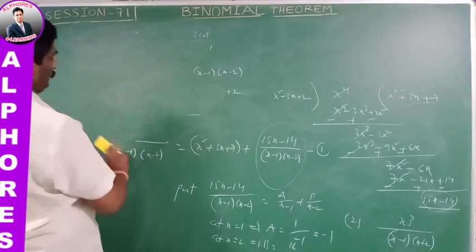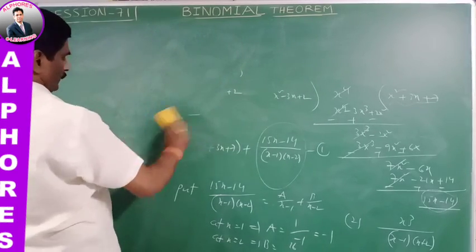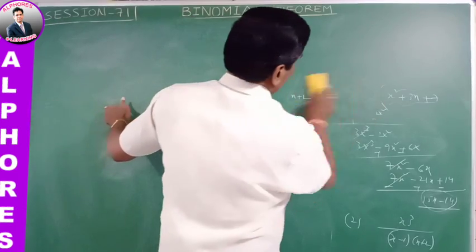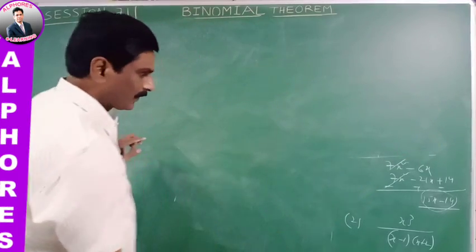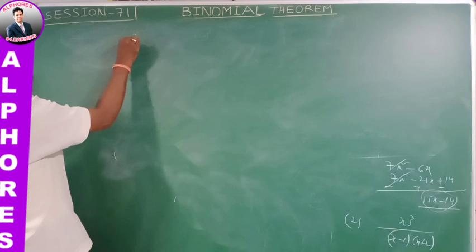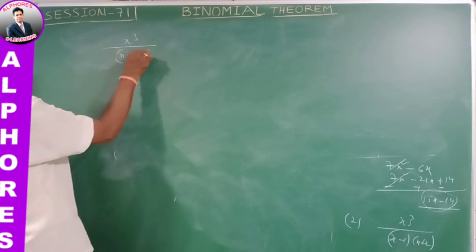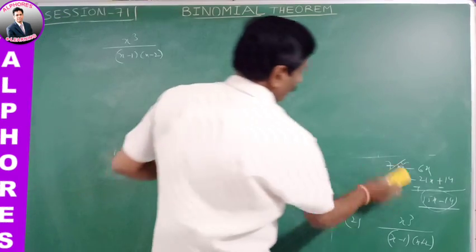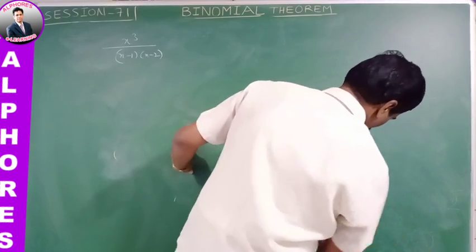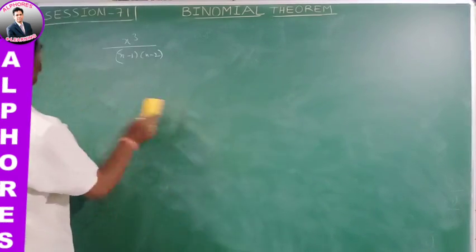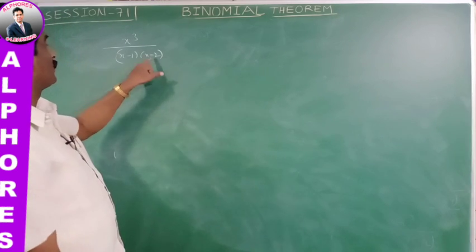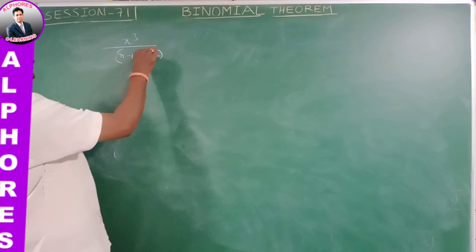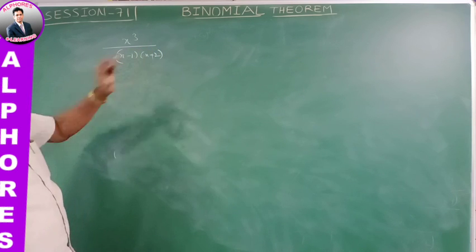Example 2. Resolve x cube by x minus 1 into x plus 2 into partial fractions. x cube by x minus 1 into x plus 2. Please observe this value. In this case also, write it in this way: x cube by x minus 1 into x plus 2.